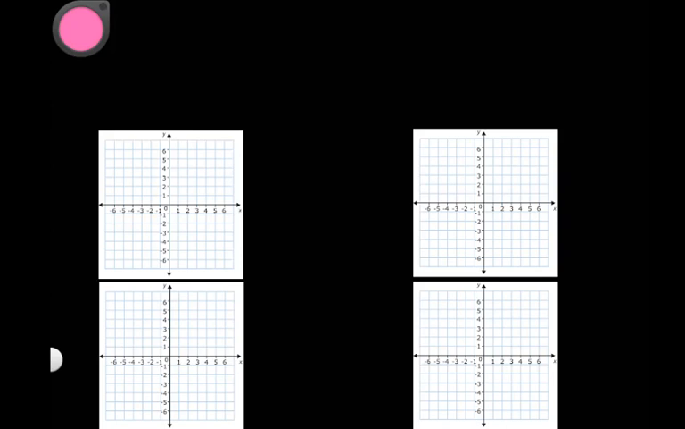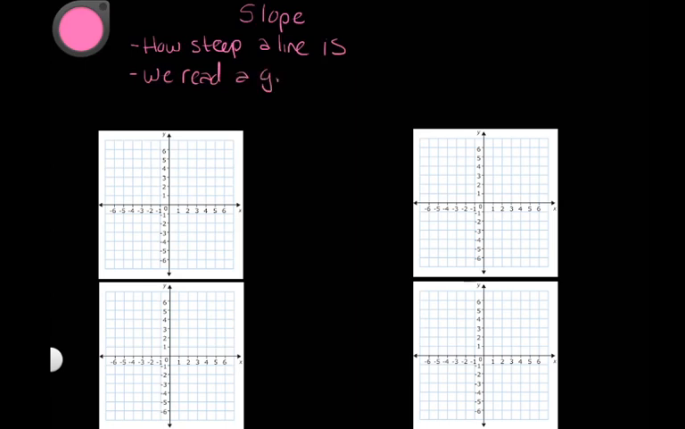Today we are going to talk about slope. So slope is how we determine how steep a line is. And I need you to know that we read a graph from left to right. So in this direction. That's going to be important.